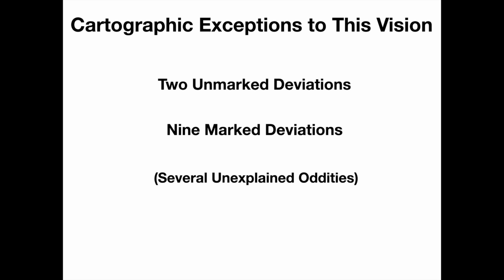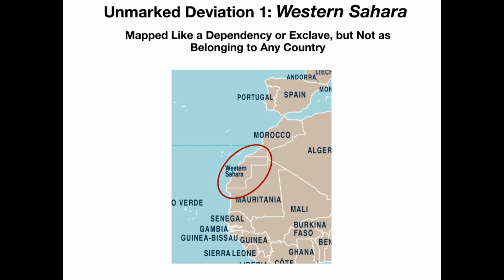There are two, what I call unmarked deviations, and then 9 marked deviations, where we don't have nice clean boundaries and we don't have clear and straightforward portrayals of sovereignty. So one of them, well, actually the most glaring of these exceptions would be Western Sahara.